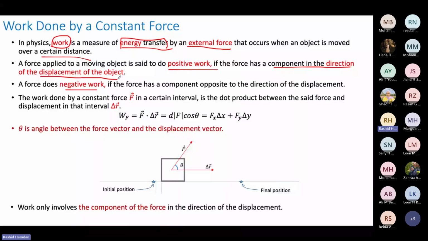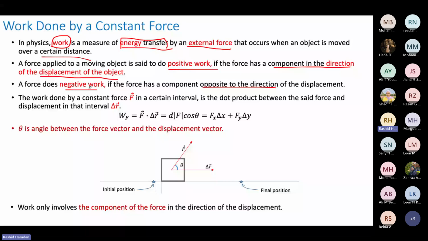But if the component of the force is opposite to the direction of motion, then this force is doing negative work. So it's trying to stop the object. So how do I define it now? I need a mathematical definition of this quantity, work.